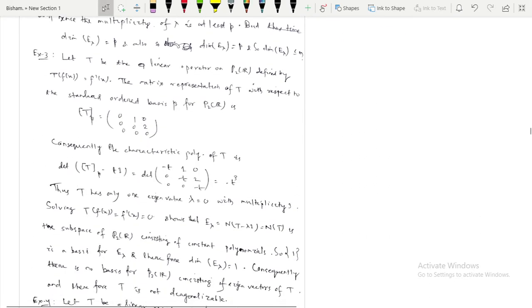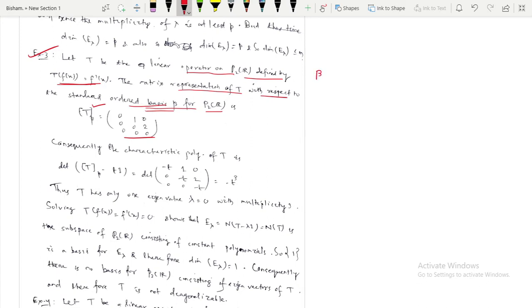Then there is a problem. Example 3. Let T be a linear operator on P2(R) defined by T of f of x equal to f dash x. Then the matrix representation of T with respect to the standard ordered basis beta for P2(R) is this one. You can evaluate this. T of f of x is f dash x. Then what will be the linear transformation? What is the corresponding matrix associated with this transformation with respect to this ordered basis beta?